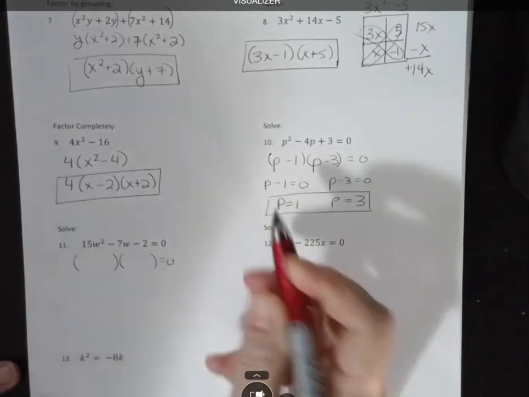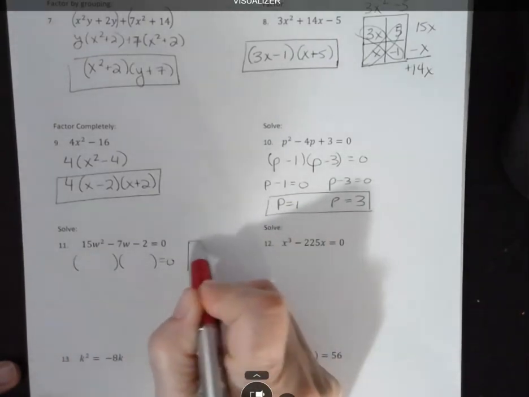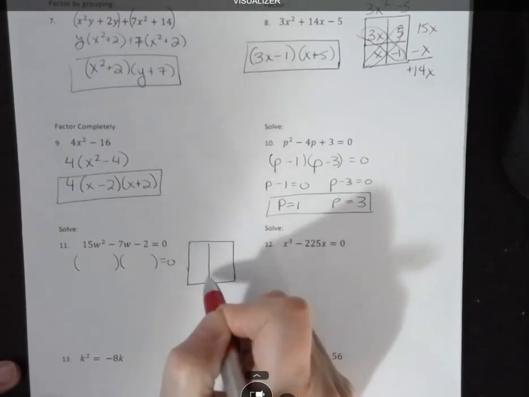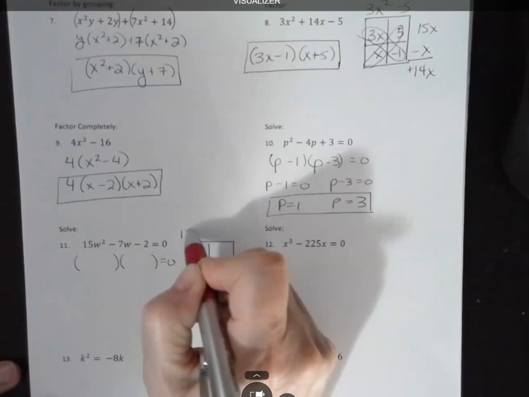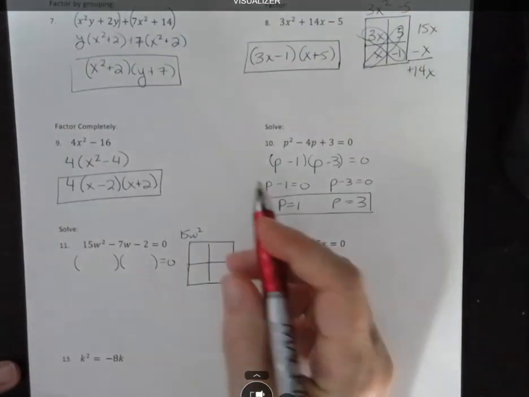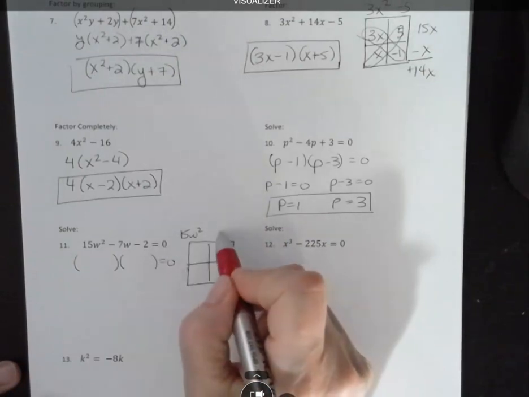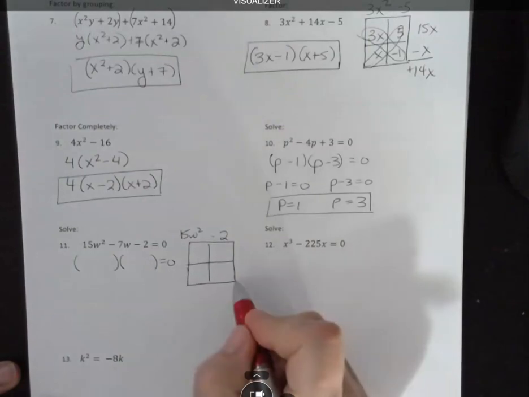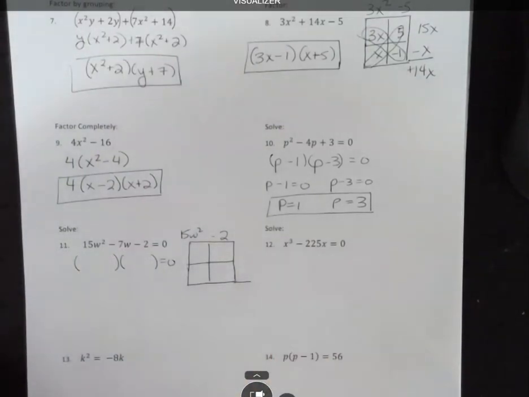And if you can't do it by looking at it, you can use the box method. So let's use that, see if we can get somewhere with that. When we do 15w squared, it's either going to be 3 times 5 or 15 times 1. And when we do negative 2, we can really only do 1 times 2, so that's going to save us some problems.